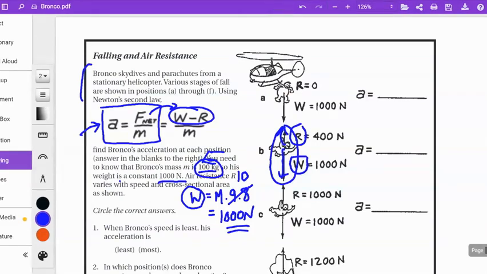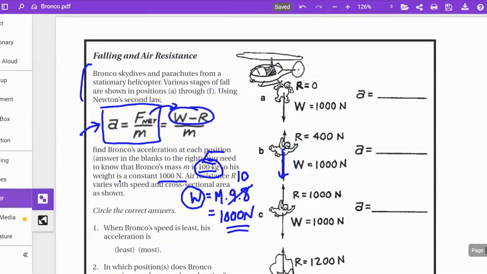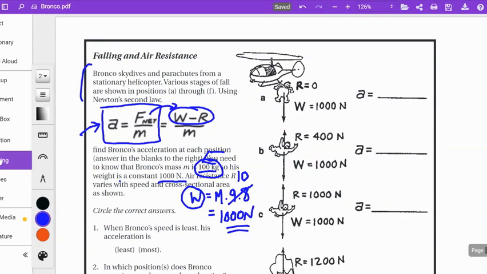So at the very beginning, just go ahead and erase this part. At the very beginning, when Bronco first steps out of the helicopter, basically the only force that acts on Bronco is the weight force. That's 1,000 newtons. That's it. Bronco isn't moving yet, so the air isn't pushing back up on him, so there's no air resistance. So how much acceleration will he have? Basically, he would have an acceleration equal to the net force of 1,000, that's the weight, and of course there's no air resistance, so it's just 1,000 minus 0, divided by the mass of Bronco, divided by 100.